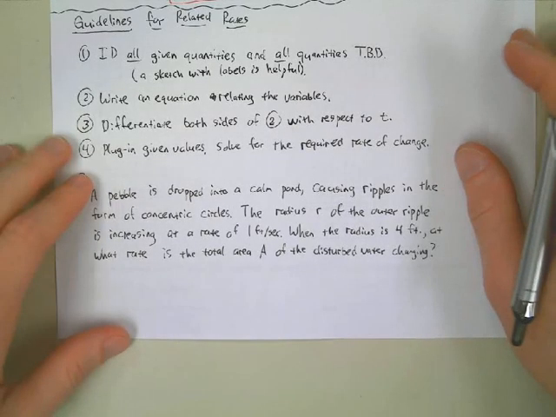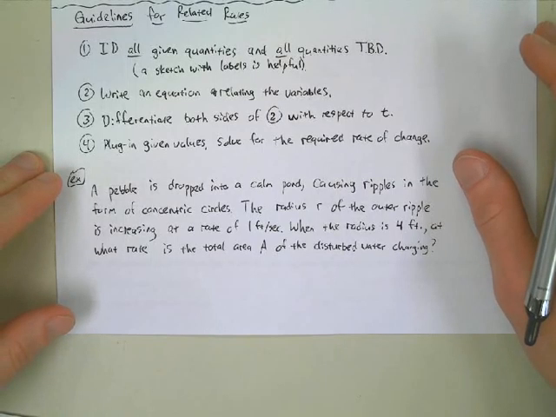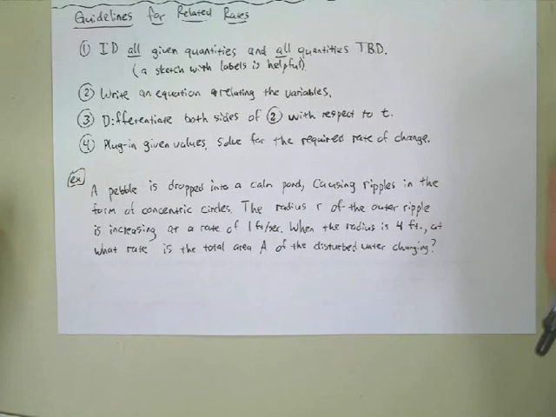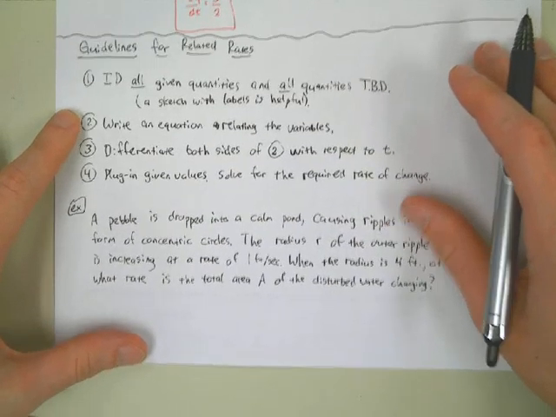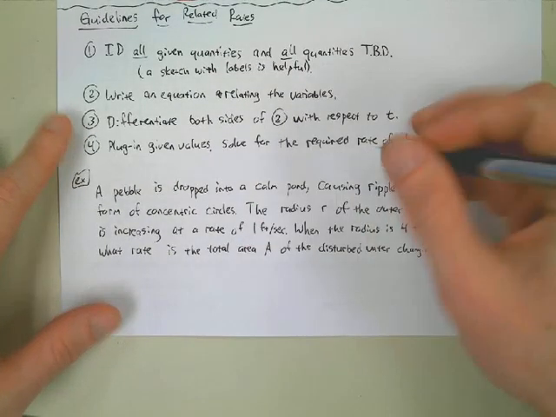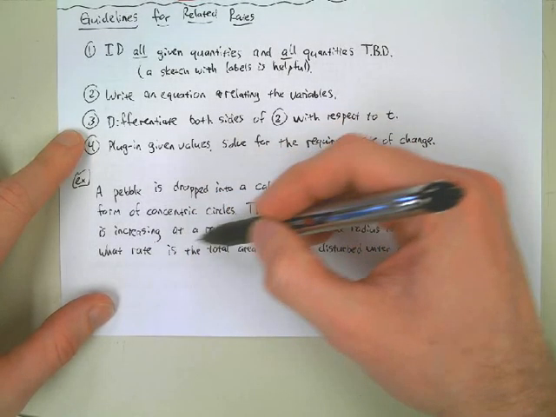So what kind of formula should we use here? Our first step is to identify all given quantities and all quantities to be determined. So we have a radius, r, increasing at a rate of 1 foot per second. So is this r equals 1? No.